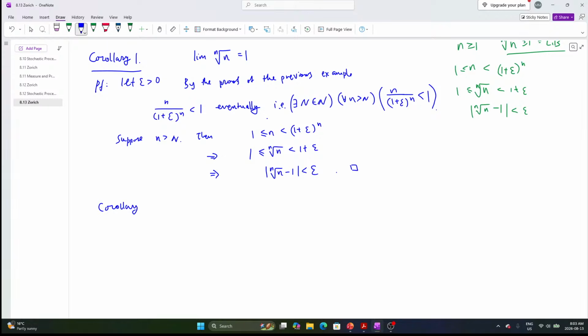Corollary 2. Okay, let's go to the next example. It also has to do with the nth root. So the limit of the nth root of a is 1 for any a greater than 0. Actually, not 1.